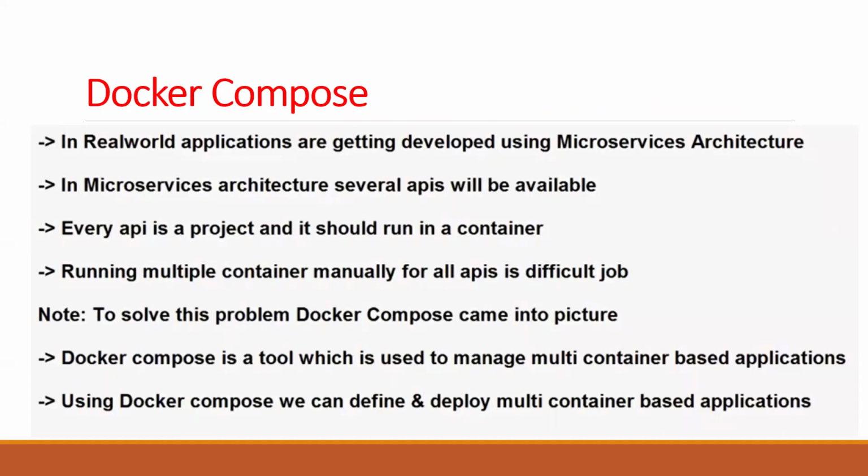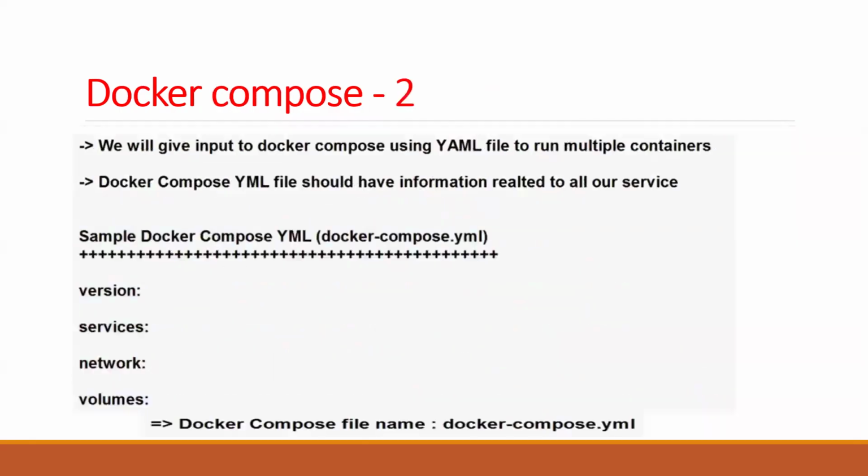In the real world, applications are developed using microservice architecture. In microservice architecture, several APIs are available. Every API is a project and should run in a container. Running multiple containers of all the APIs manually is a difficult job. To solve this problem, Docker Compose came into the picture.